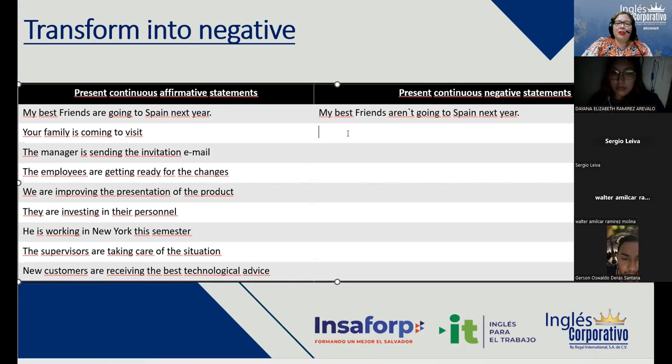Bien, vamos a ver entonces. Next, your family is coming to visit. Negative, who wants to come to the board? A ver, le damos ahí a Flor. Okay, Flor. Come to the board and transform the second sentence into negative.